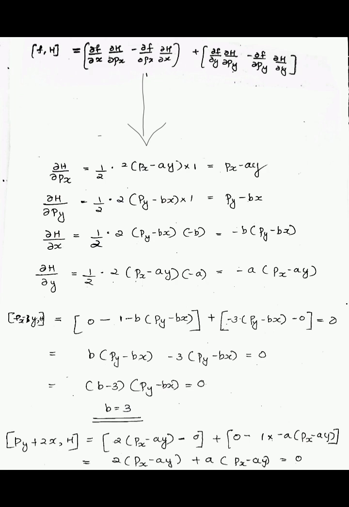Then the Poisson bracket of py plus 2x comma H is equal to 2 into (px minus ay) minus 0 into 0 plus 0 minus 1 into minus a into (px minus ay), that is 2 into (px minus ay) plus a into (px minus ay) equal to 0.